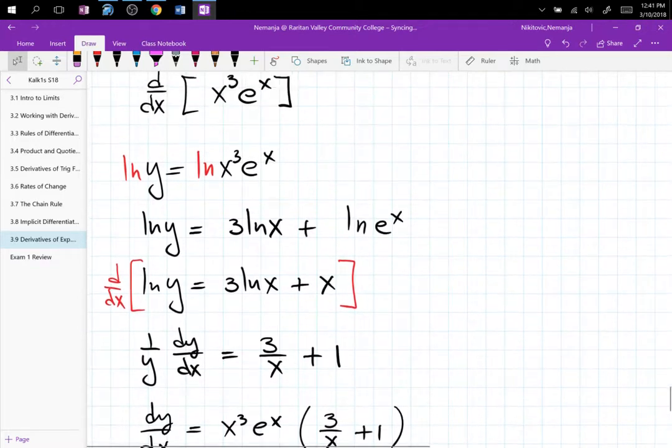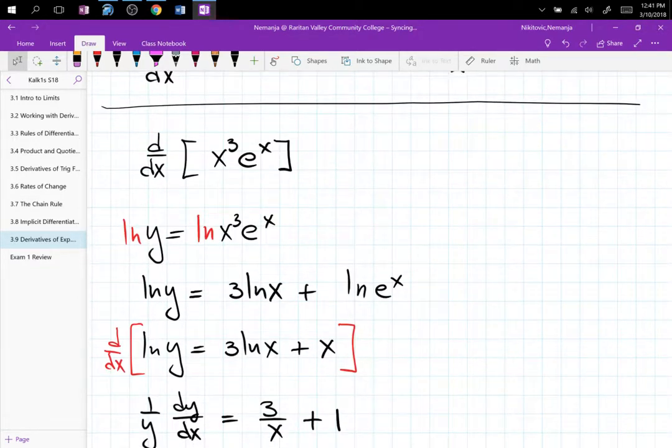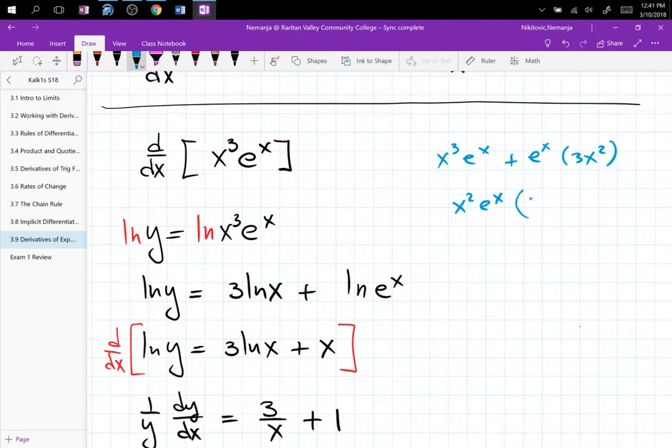Now, can I do this with a product rule? Yeah, that's what we learned. This is the product rule question. Your exam will say, use the product rule to solve. So, you do what? Copy the first times derivative of the second plus copy the second times derivative of the first. What can you kick out? Well, x squared e to the x. What's left? x plus 3.